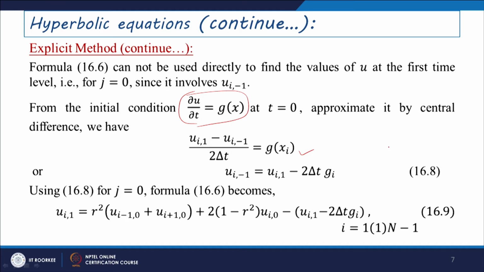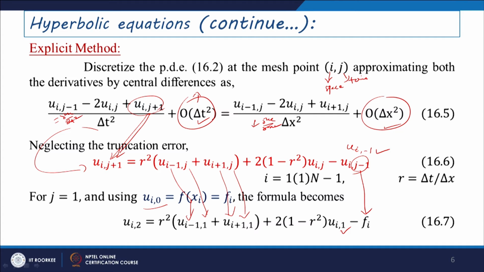So, that is why we have to consider this initial condition to get this value, that is u of i minus 1, which can be written in the form of the domain values there itself, u i 1 minus 2 del t into g i. So, for j equals 0, the formula like 16.6, if you just see here, this can be written in the form of u i 1 equals r square, u i minus 1 0, plus u i plus 1 0, plus 2 into 1 minus r square, u i 0 minus u i minus 1 there.